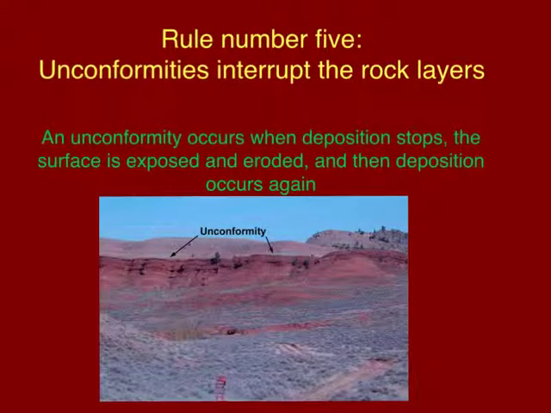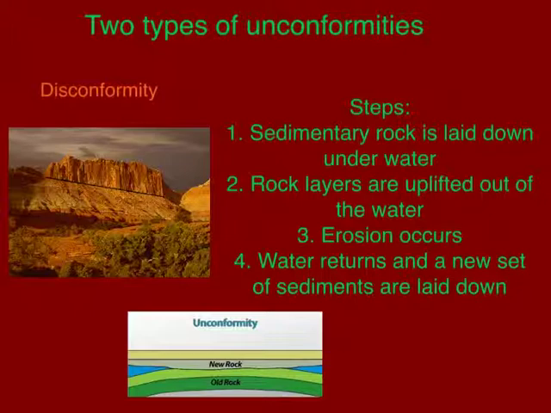Rule number 5, unconformities. An unconformity occurs when the deposition of a sedimentary rock stops and the surface is exposed and eroded, and then some deposition occurs again. So here you would have this rock probably laid down under the water, and then it got exposed and there was some erosion, made an irregular structure all along here, and then later it was underneath the water and more sedimentary rocks were laid down. That's an unconformity. There are two types of unconformities.